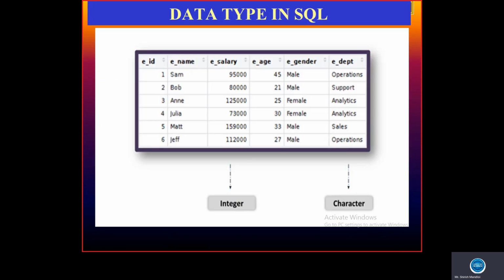Let's see. In table number 1, employee ID is a number, so it is of type number. Employee name contains only characters and strings, so it is of type string or character. So these are known as data types. Employee name, which type? String character. Employee salary is which type? Integer. Employee age is which type? Number, integer. So all these are known as data types.